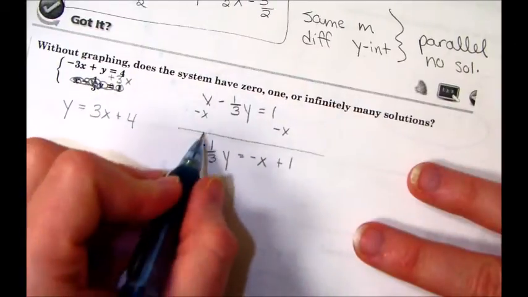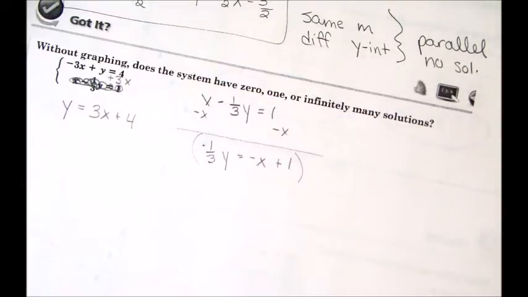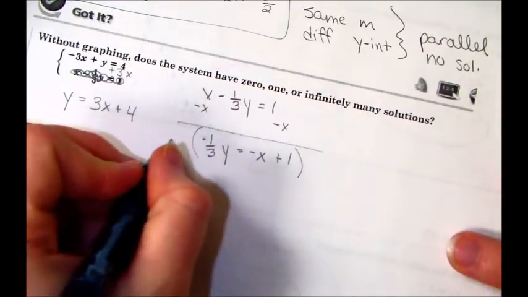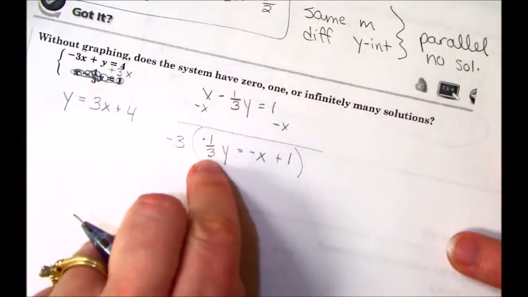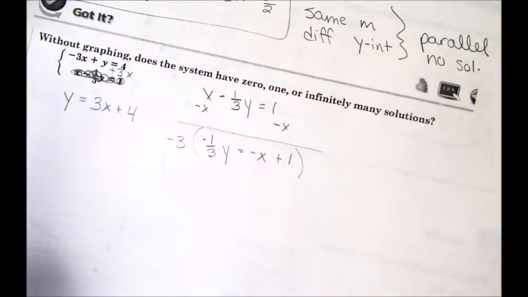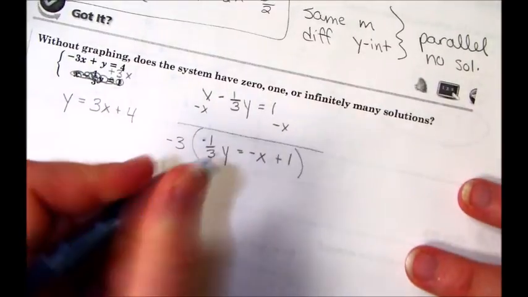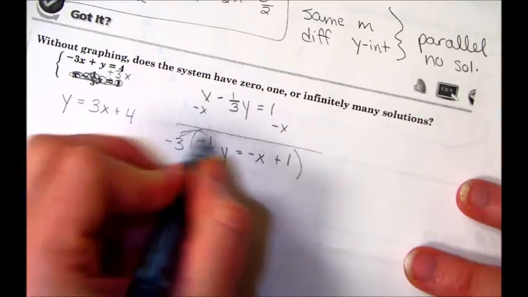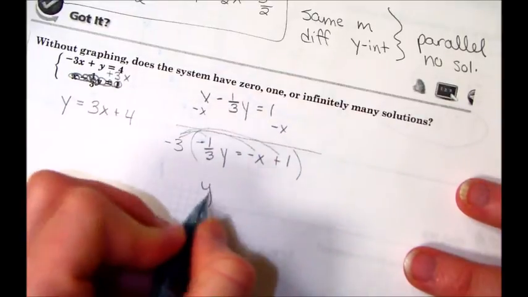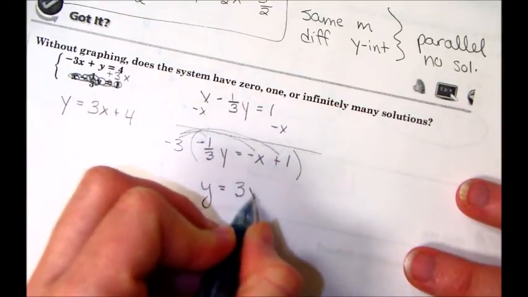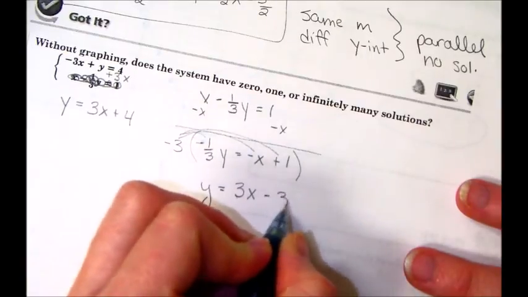Last step, multiply the entire equation by a negative 3 to get rid of this. You're dividing by negative 1/3, which means multiply by negative 3. So when you distribute that in, you get a positive y equals a positive 3x minus 3.